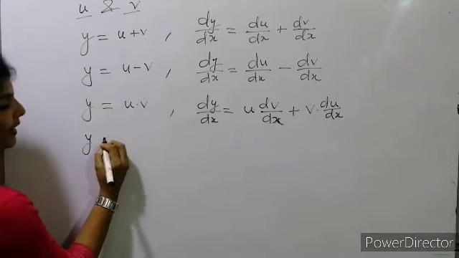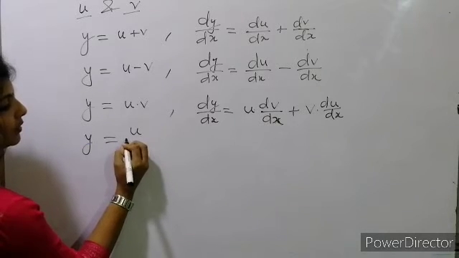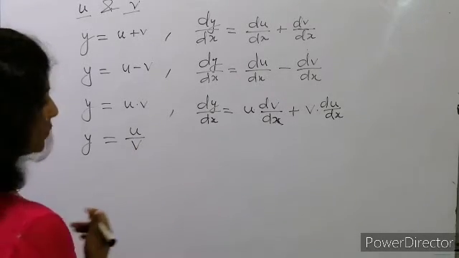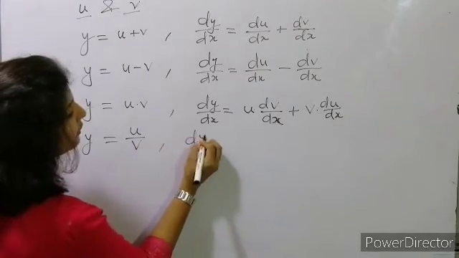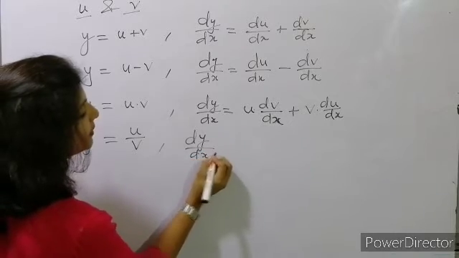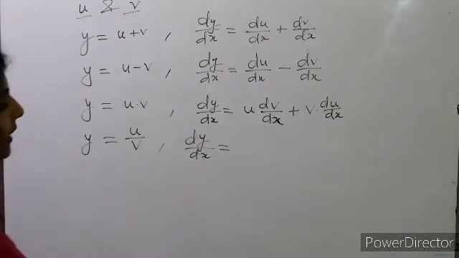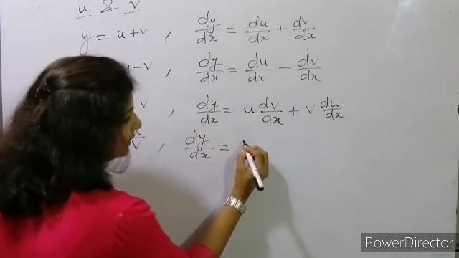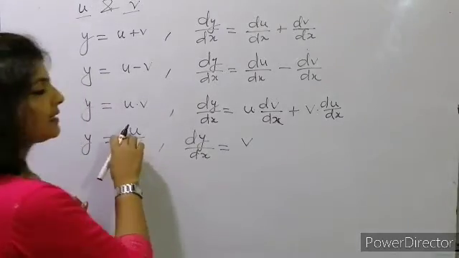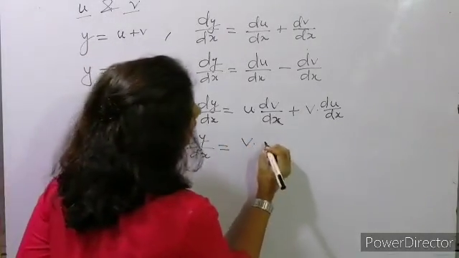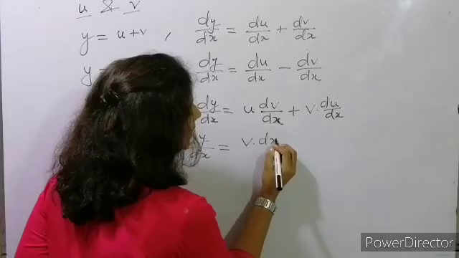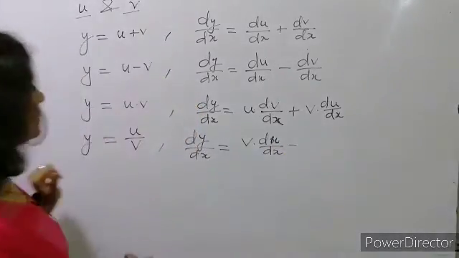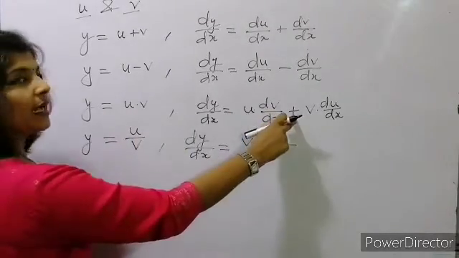We have a function y is equal to u upon v. In that case, what will we do? If we have to find out the derivative dy upon dx, what will we do? In this one, with u and v both, first of all we'll take v common, because u is there, so we'll take the derivative of u, with v constant: du upon dx. Now here we use multiplication, whereas we were doing addition.